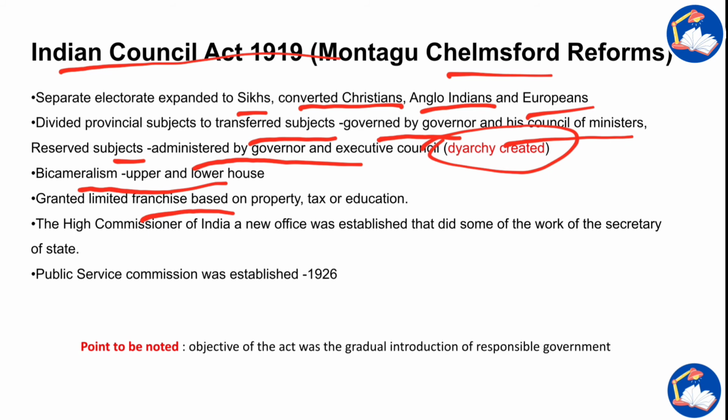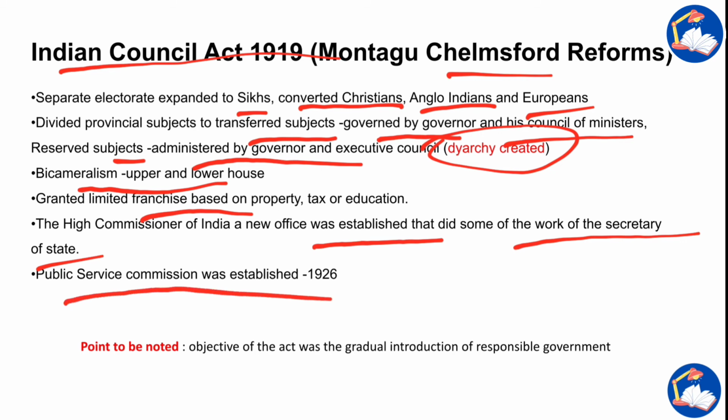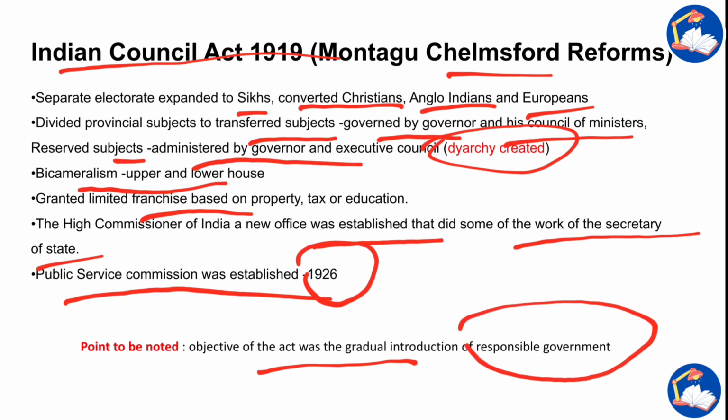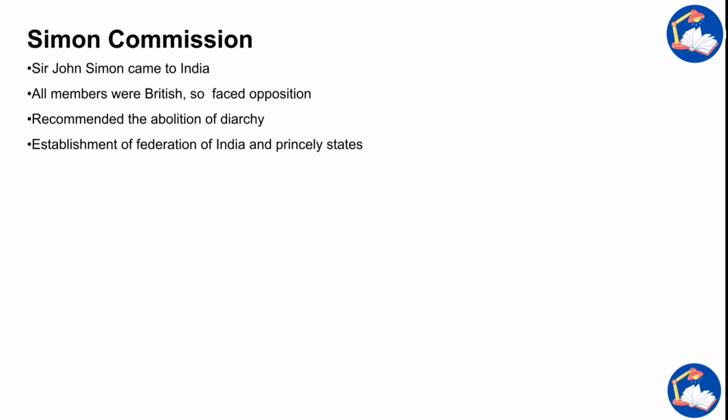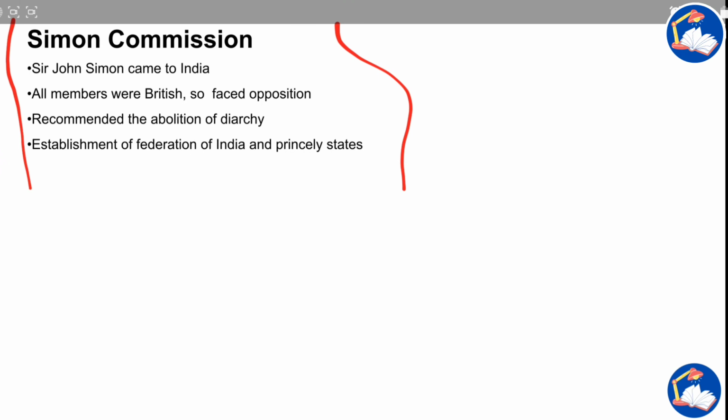The office of the High Commissioner of India was established, which did the same work as the Secretary of State. The Public Service Commission was established in 1926. Another point to be noted is that the objective of this act was a gradual introduction of responsible government, an answerable government. Creating an answerable government was the main aim of the Montagu-Chelmsford reforms.